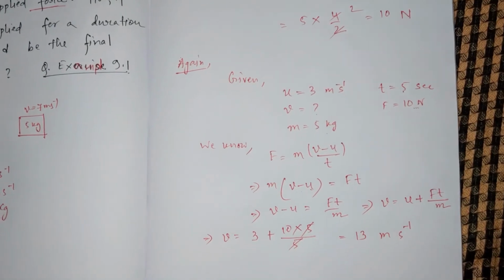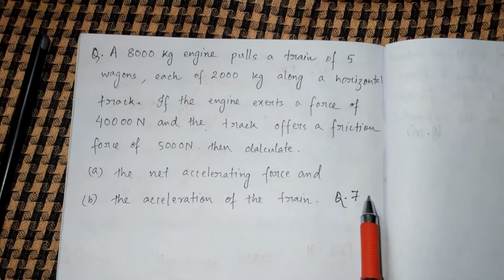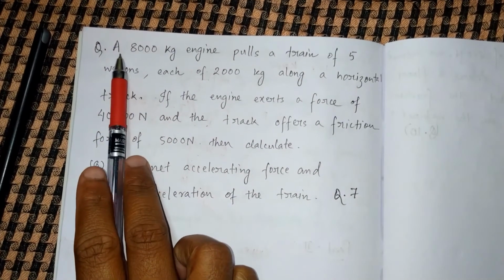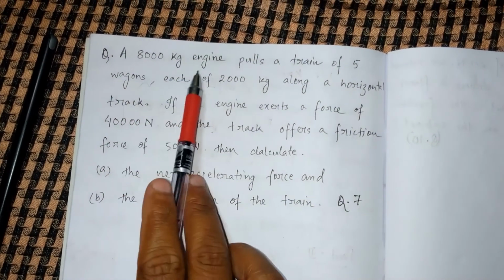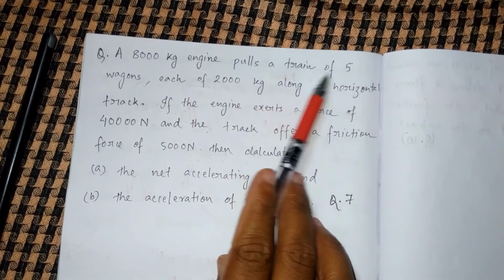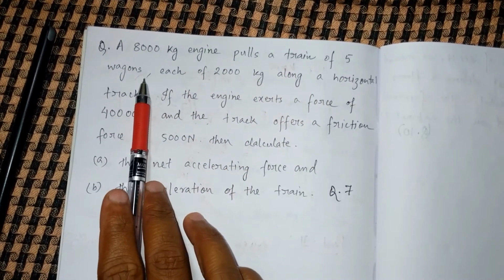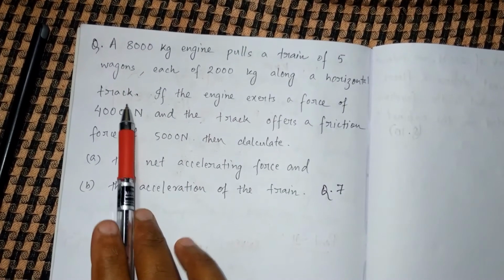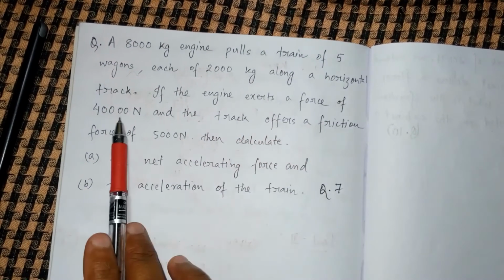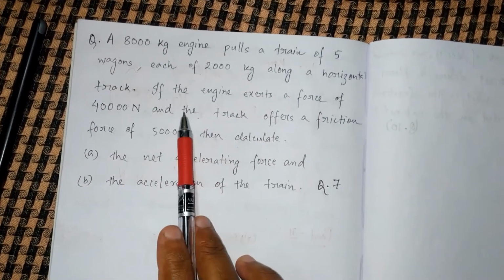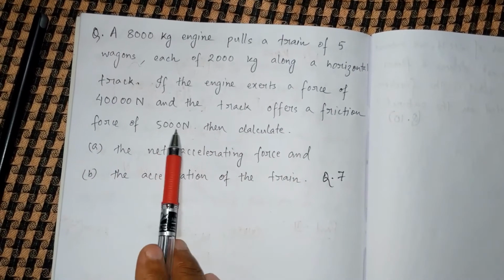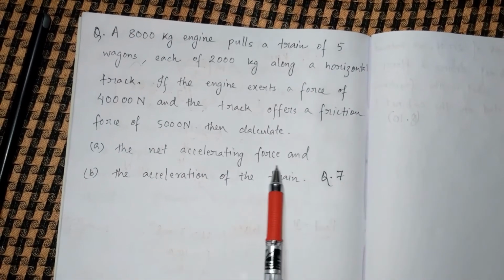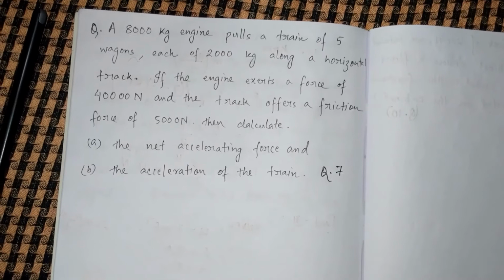Let's see the next question. Next question I have taken from your exercise, question number 7. So let's see the question. The question says: an 8,000 kg engine pulls a train of 5 wagons, each of 2,000 kg, along a horizontal track. If the engine exerts a force of 40,000 Newton and the track offers a friction force of 5,000 Newton, then calculate first, the net accelerating force, and the next part is the acceleration of the train.